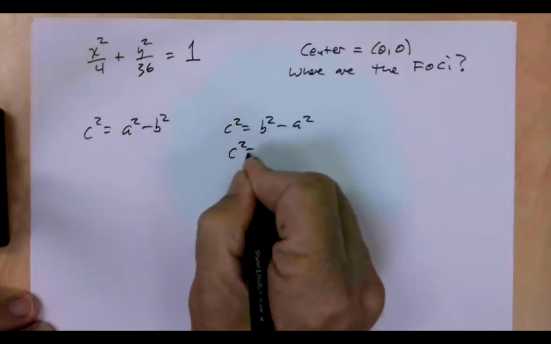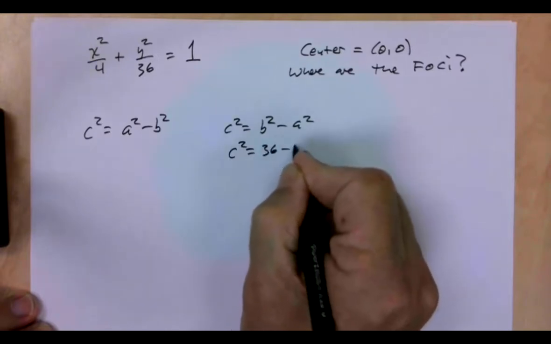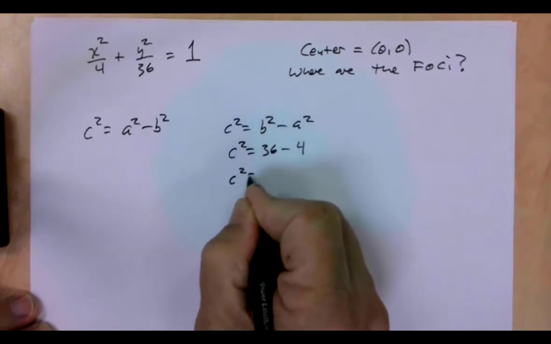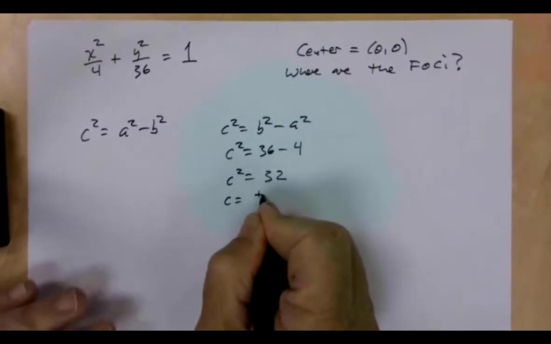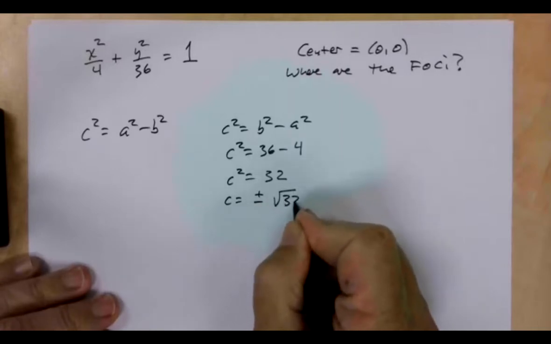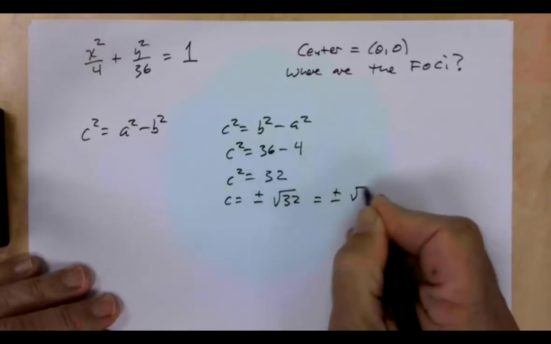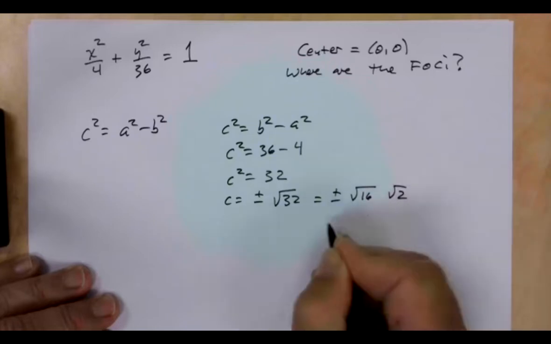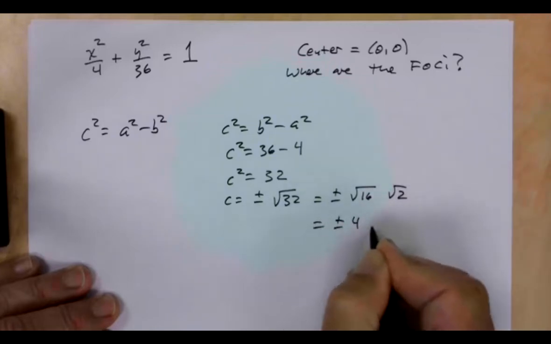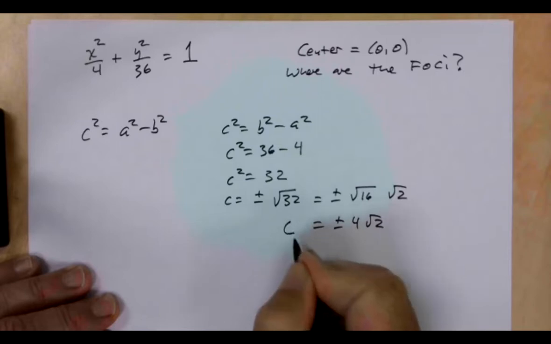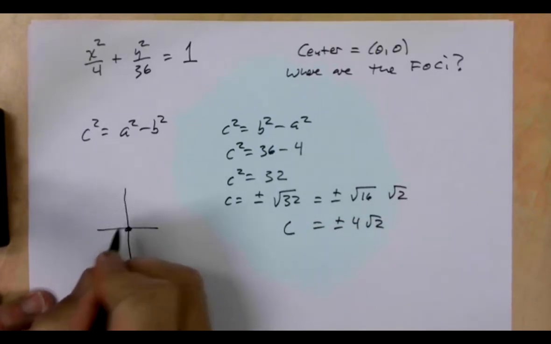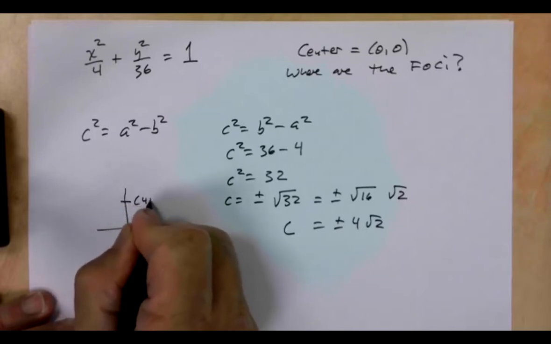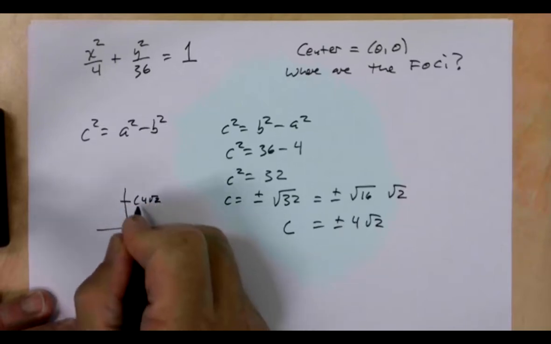And we'll say c squared is 36 minus 4. C squared is 32. We're only dealing with the positives. Well, maybe not. I guess we could think of it as plus or minus. C is plus or minus root 32, which is plus or minus root 16 root 2, which is plus or minus 4 root 2 from the origin, from the center. Our center was 0, 0. We're going to go up 4 root 2. We're going to go down 4 root 2.